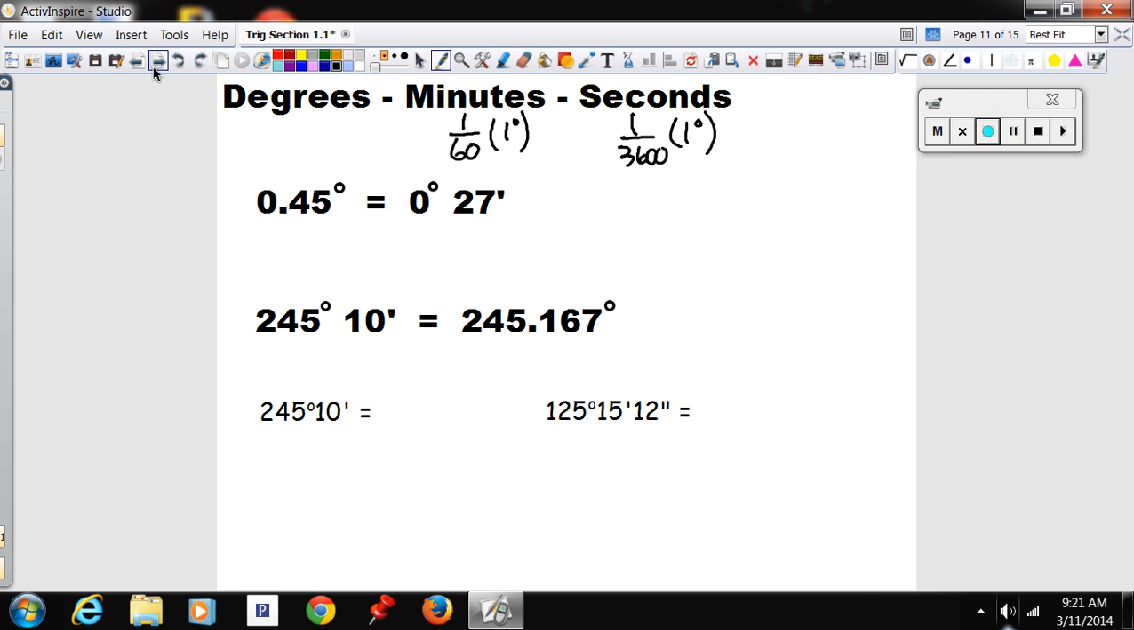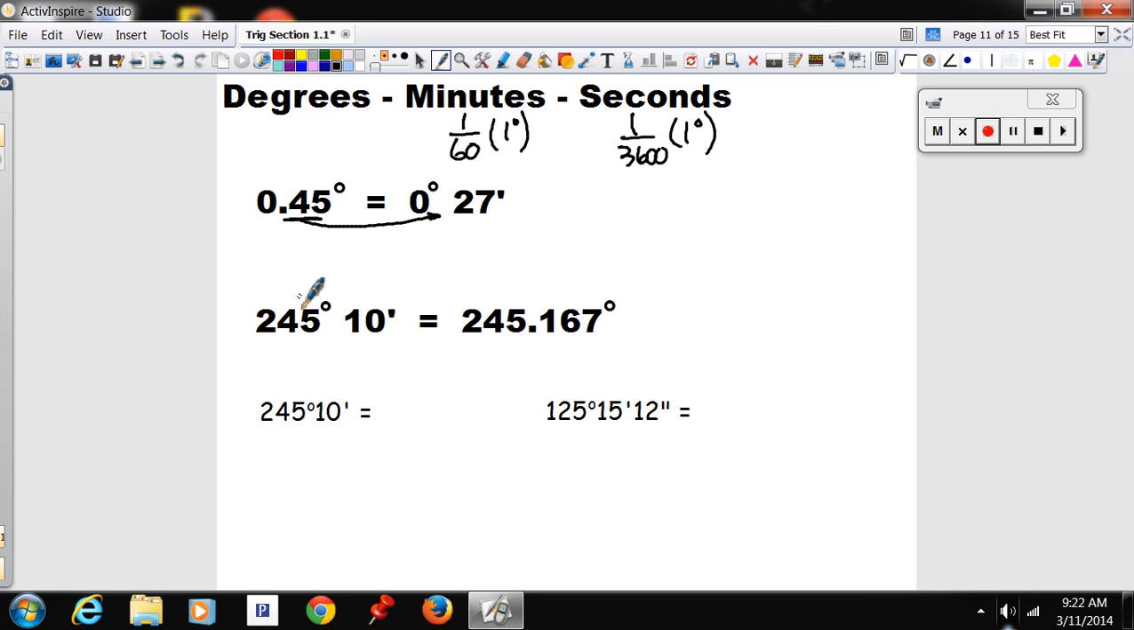So breaking a degree into minutes, there's 60 minutes in 1 degree, and there's 60 seconds in 1 minute, so that means there's 3,600 seconds in 1 degree. 60 times 60 was 3,600. So let's see how we can convert 0.45 degrees into minutes. How did I get from 0.45 to this 27 minutes is what we want to know.